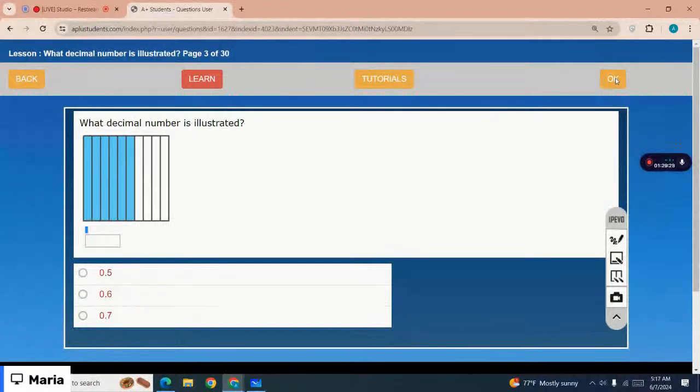What decimal number is illustrated? Yes, that is 0.6. Option number 2 is the correct option.